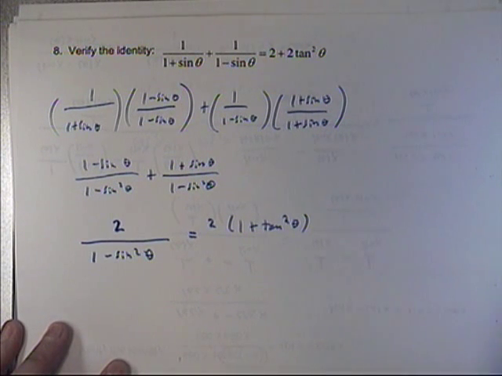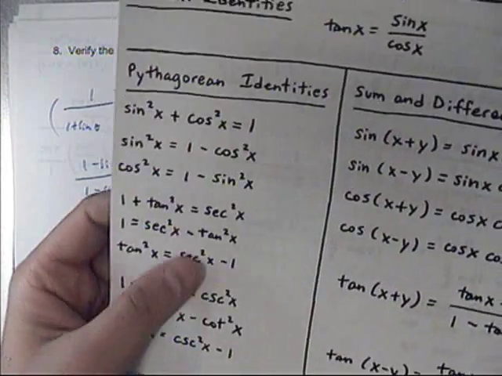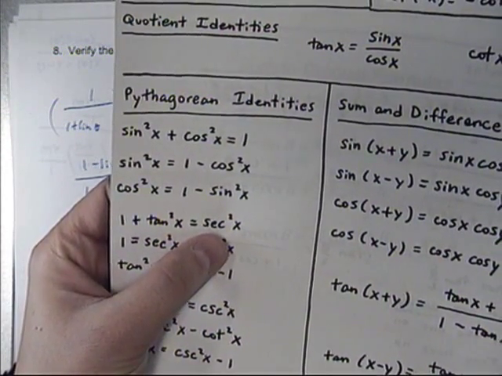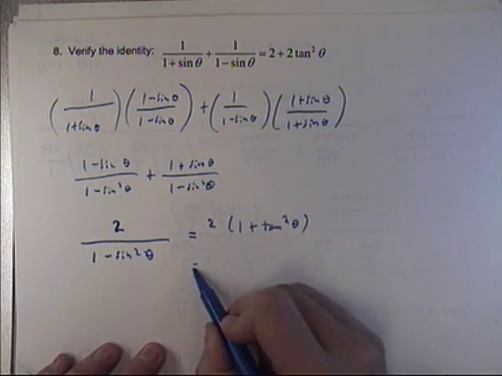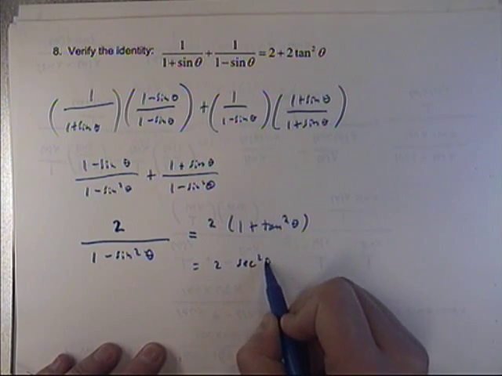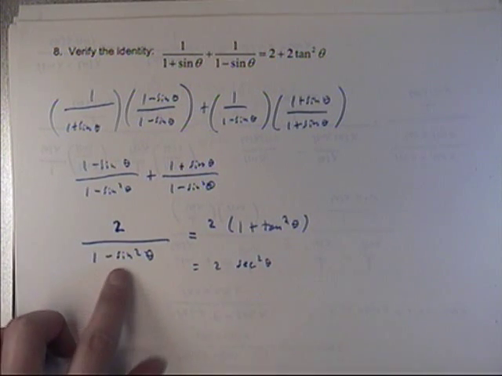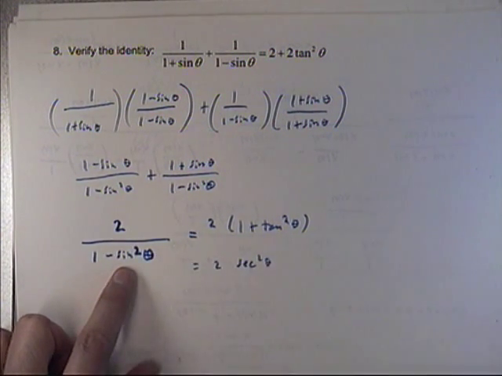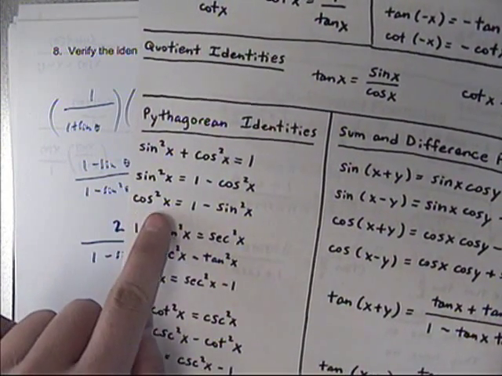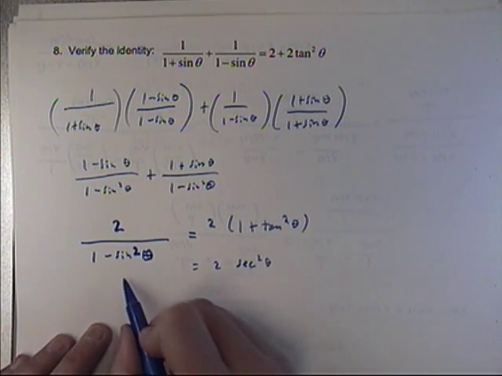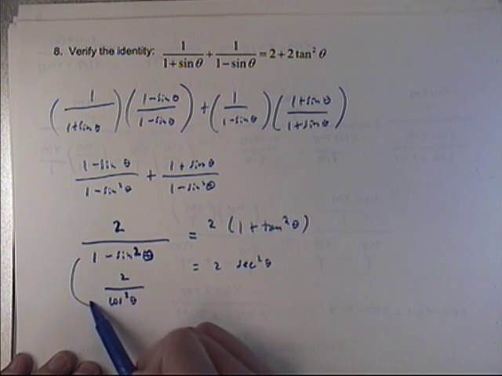Now it turns out that 1 plus tangent squared theta is the same as secant squared. So I'm going to take 1 plus tangent squared theta out, and put secant squared in its place. So I get 2 times secant squared theta. And then down here, 1 minus sine squared theta is also a Pythagorean identity. It's right here. This tells me that this is cosine squared. So over here, I have 2 over cosine squared theta if I replace this here.